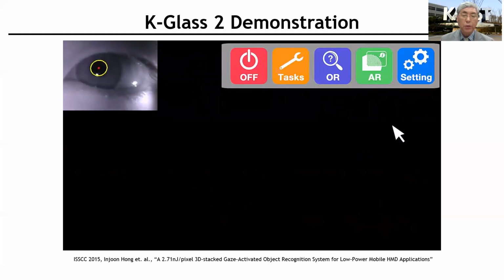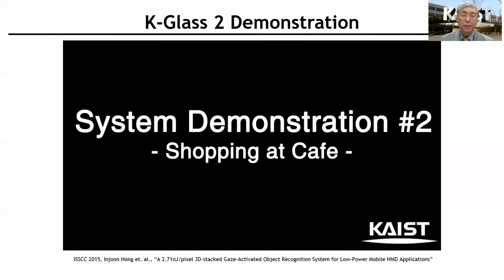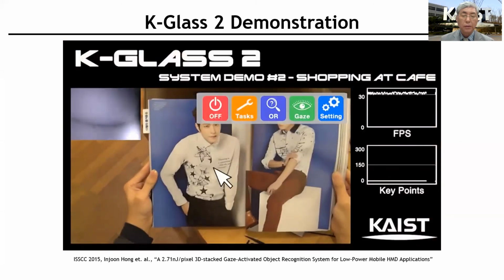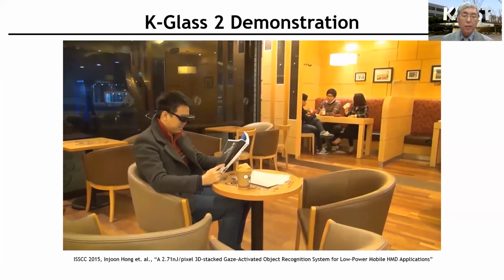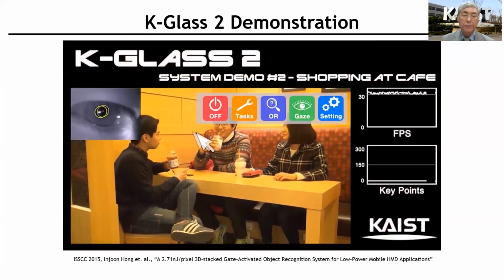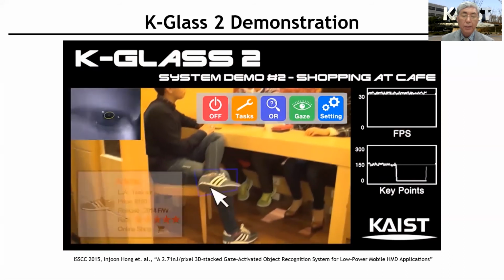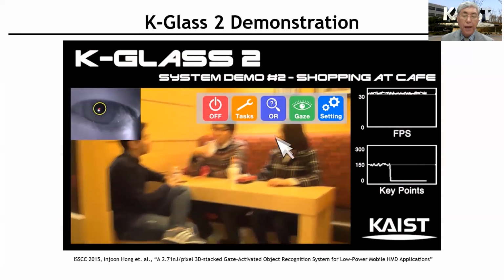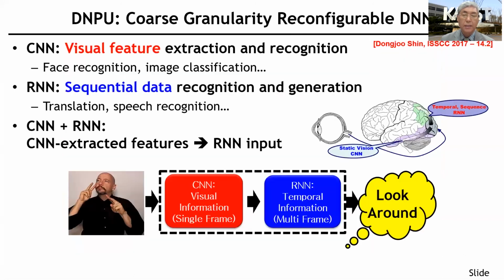So as you move your eyesight, the cursor moves. And you can select, and then you can check through the web without any hand movement. And if you are inside the cafe and see other people, and if you find very nice items like clothes or shoes, then you can easily check its price through the web.